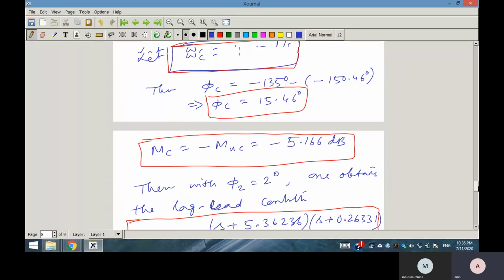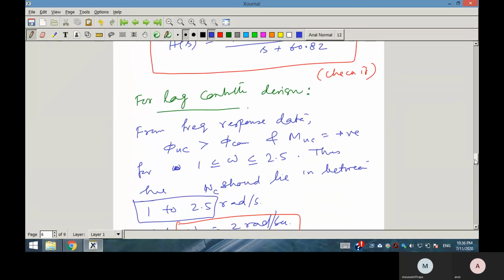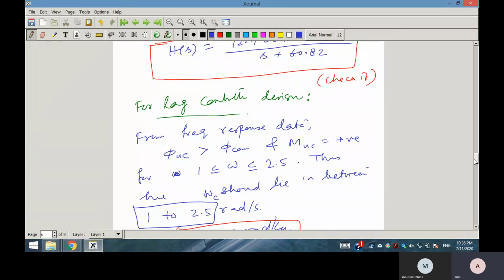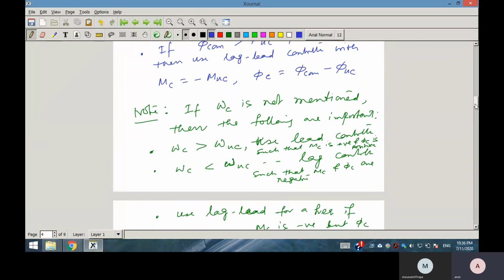This is the example I have completed, and in the same example we have designed all 3 controllers, lag, lead and lag-lead controller. I have given a summary of the design approach, and if the gain crossover frequency is not given, how to choose the gain crossover frequency depending on the controller you want to employ, that is also given.